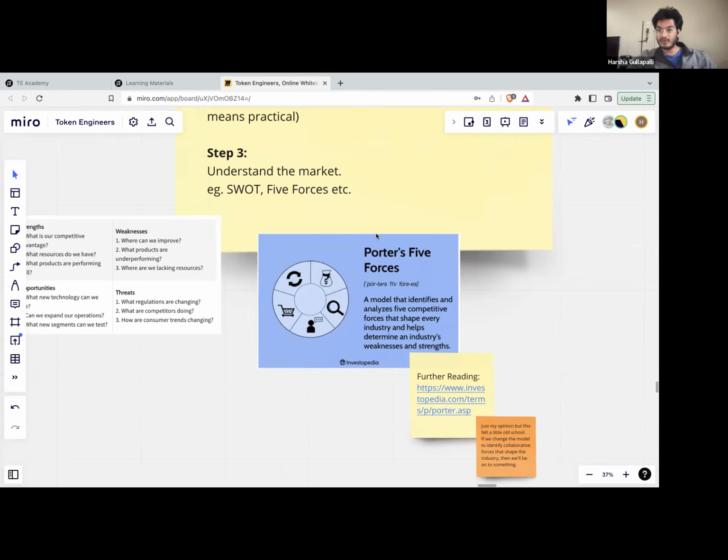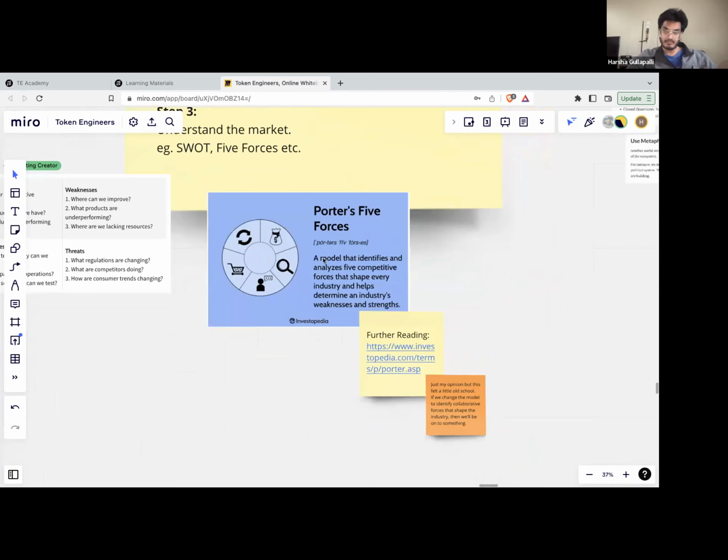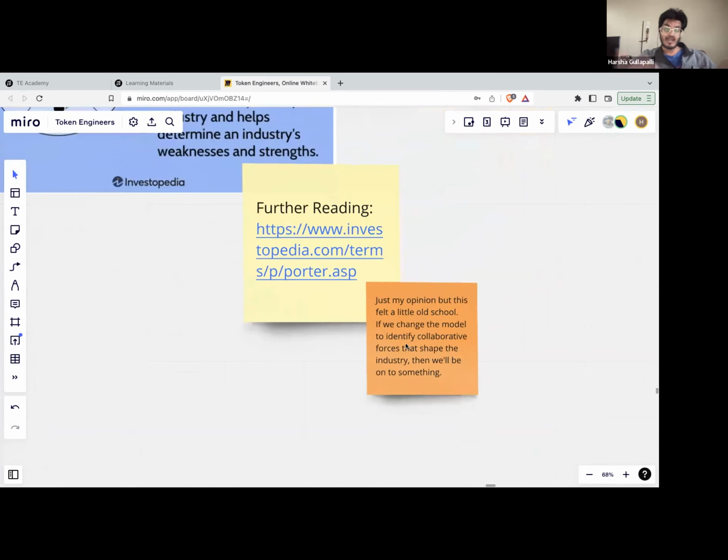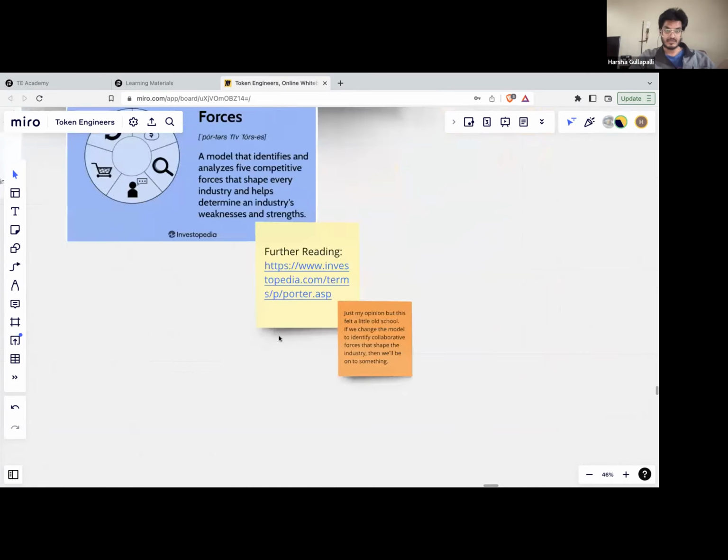So Porter's 5 forces are a little bit old school. They're almost like built on fear of competition. But if we can somehow mold these 5 forces into what are the collaborative forces that shape our industry, then I think we can implement it with the system we'd like to build.